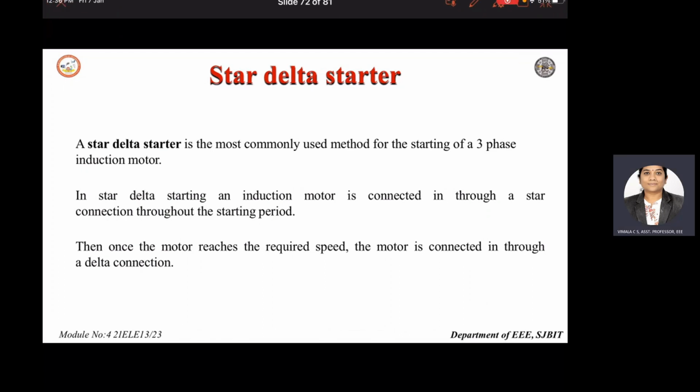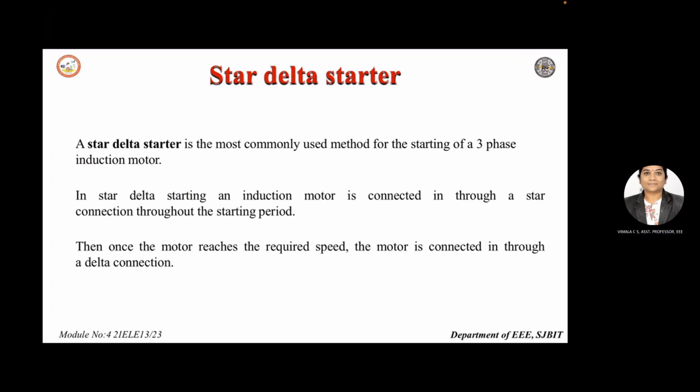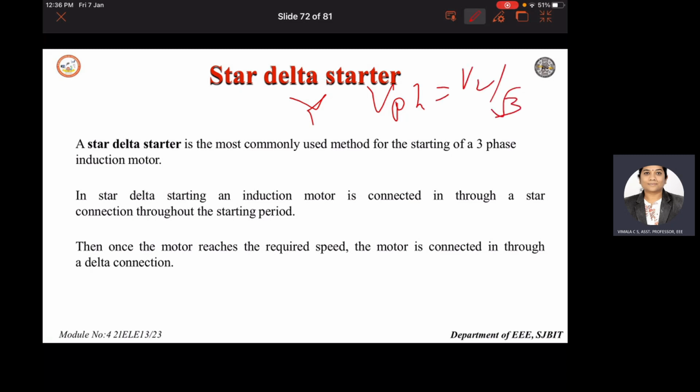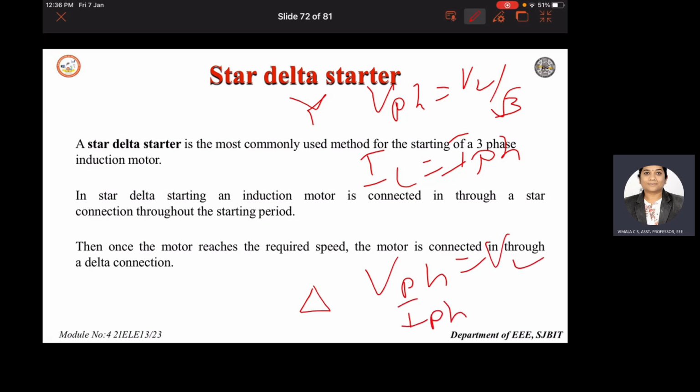A star delta starter is the most commonly used method for starting a three-phase induction motor. In star delta starting, the induction motor is connected in star through the starting period. In star, we know V phase is equal to VL by root 3, but IL is equal to I phase. In delta, V phase is equal to VL and I phase is equal to IL by root 3.